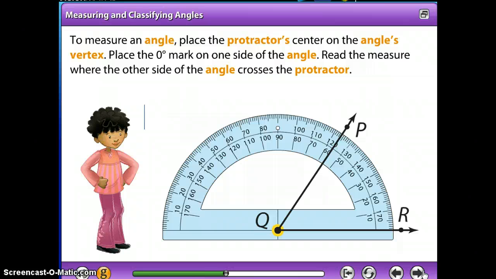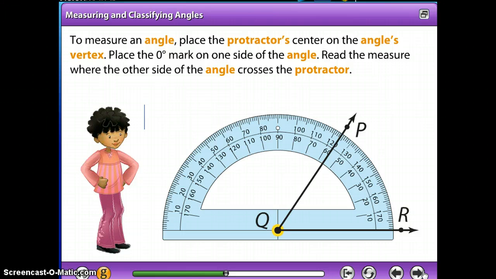So the center point where this line is, or if you have a circle or a hole in your protractor, that's where you want to put the vertex of your angle. Then this line should be parallel with the bottom of your protractor, or if there's a line drawn, it's going to match up with that line.